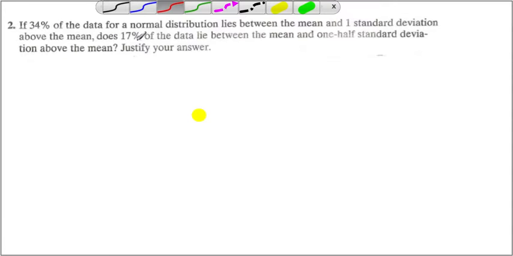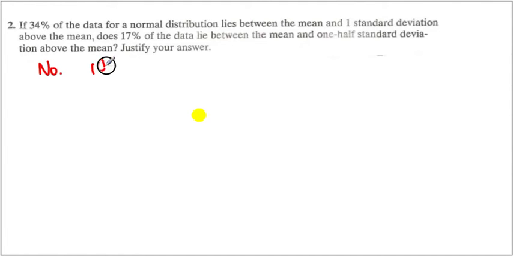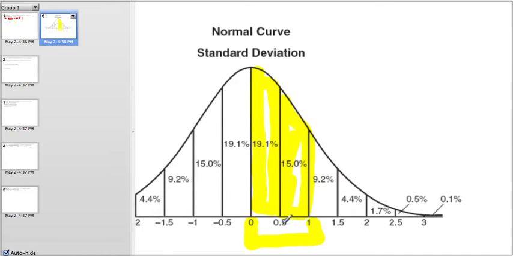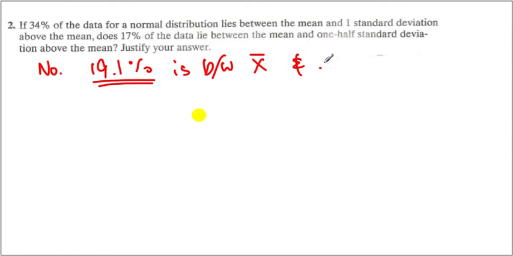So now the question is this. Does 17%, which is half of that, of the data lie between the mean and half a standard deviation above the mean? In fact, the answer is no. It is in fact 19.1% between the mean x bar and 0.5. So it's going to be between the mean x bar and x bar plus 0.5 standard deviation. Okay, now that's basically what we are looking at.